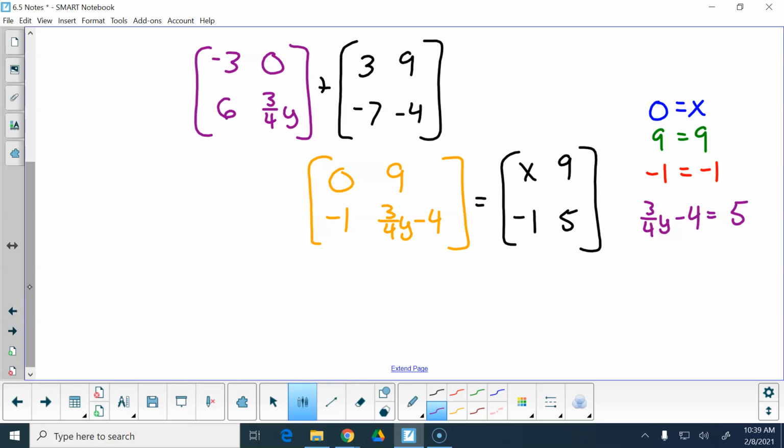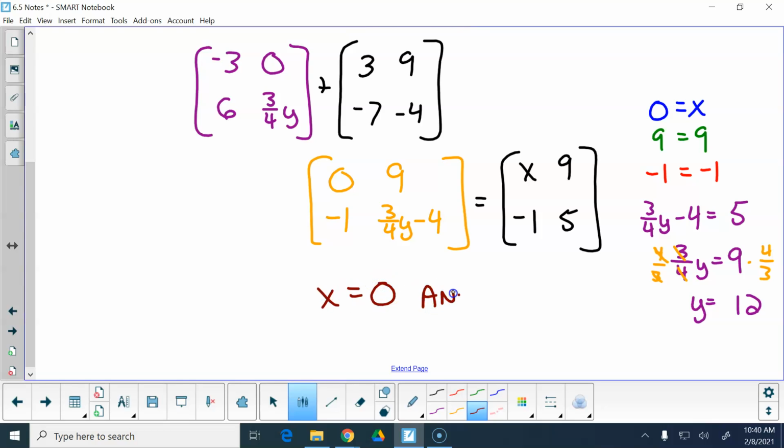And so we would add 4 to both sides first, giving us 3/4 y equals 9. Multiply by 4/3, or multiply by 4 both sides, then divide by 3 both sides, and that's going to give me y equals 9 divided by 3 is 3 times 4 is 12. So my answers here are x equals 0 and y equals 12.